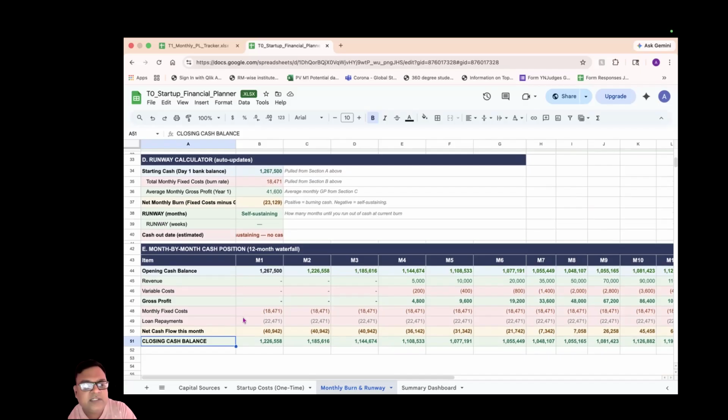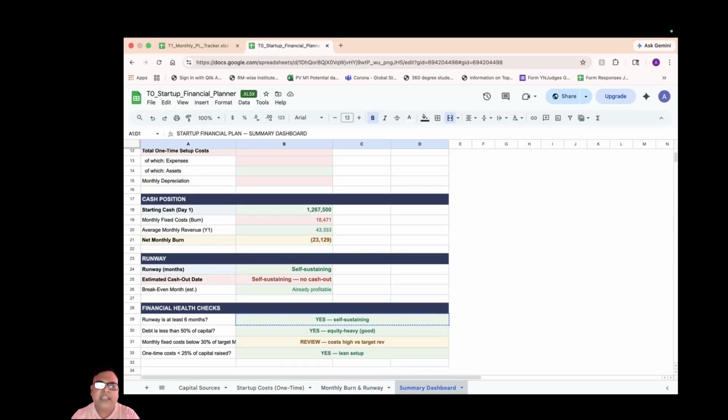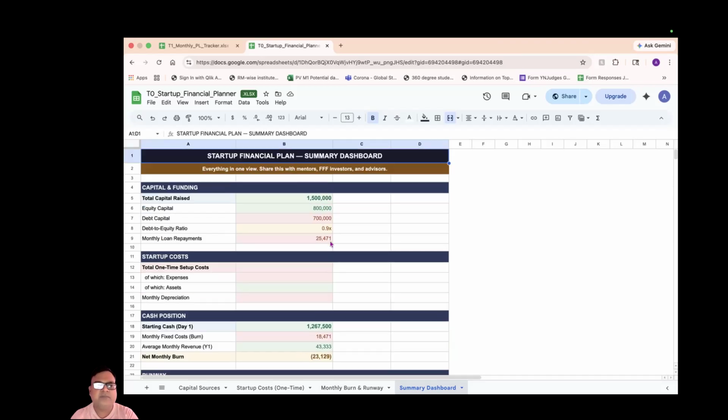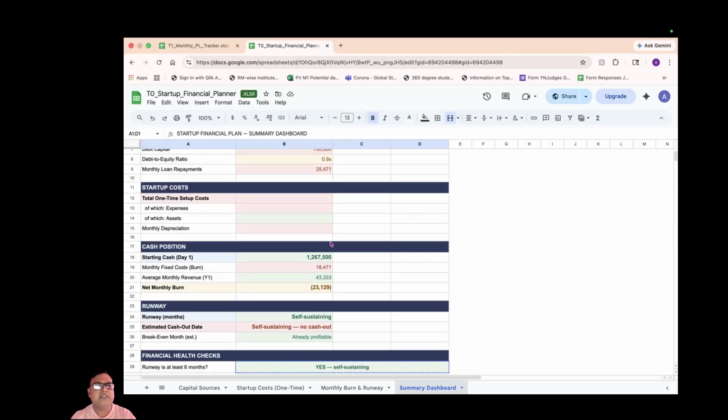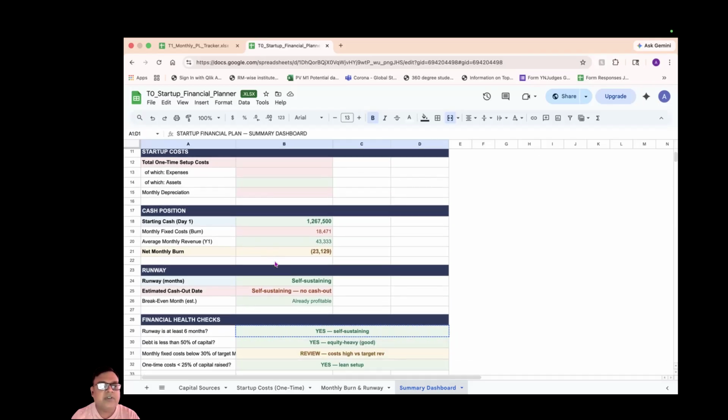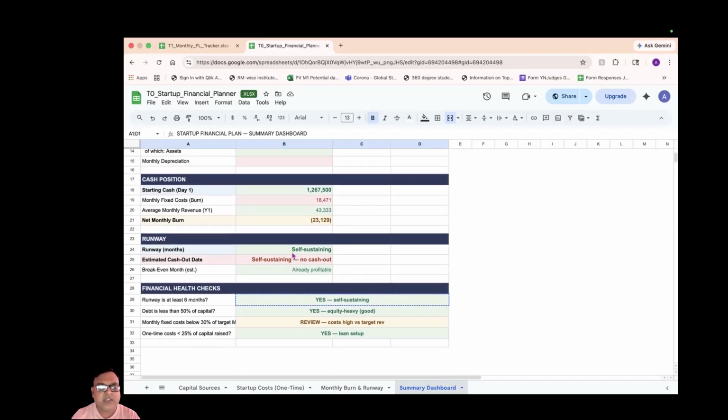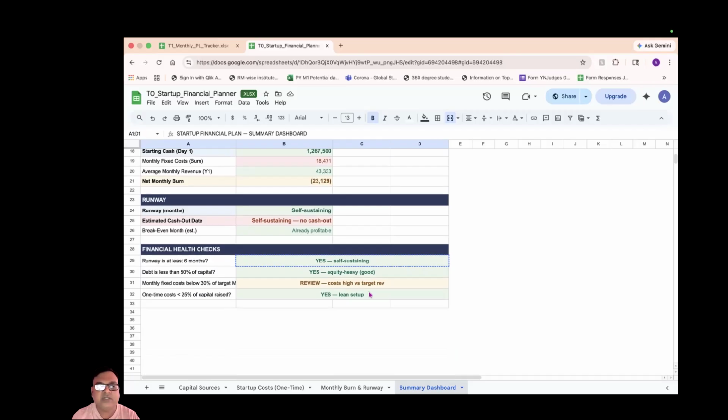But this does not incorporate those three sections of the cash flow statement. So this is not exactly the cash flow statement, but still it is going to tell you your cash position overall, view month on month. Okay. So this is a waterfall view that you actually see. And then it's always good to have a dashboard. Okay. What's the total capital or funding that you have? Okay. What is the startup cost? Right. And then the cash position, and then there's the runway, and then there's the financial health check.